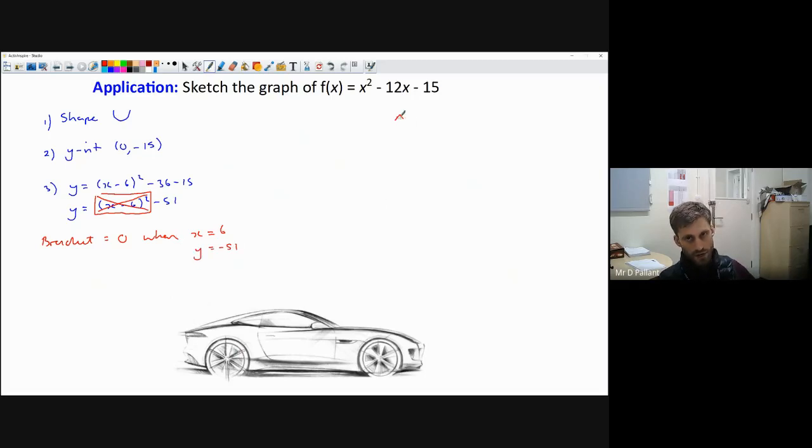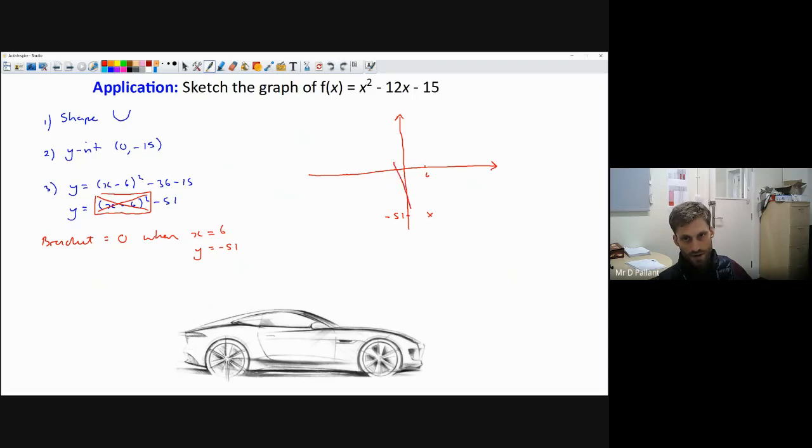And then you can sketch the graph. You should always draw your axes with a ruler. I don't have a ruler right here with the screen. And I've got lots of information. So when x is 6, y is minus 51. It's not to scale, it's just a sketch. And the intercept is minus 15, so I know it's negative. So something like, probably not quite like that.